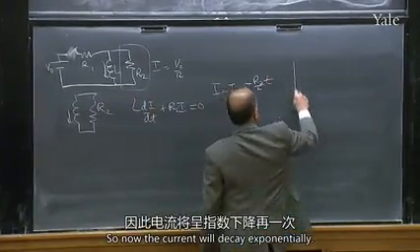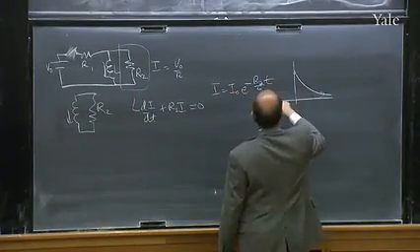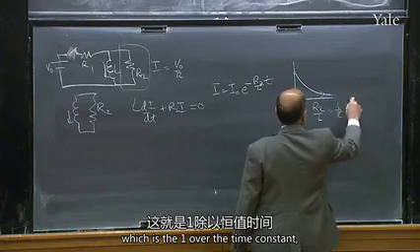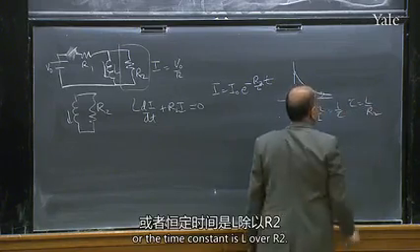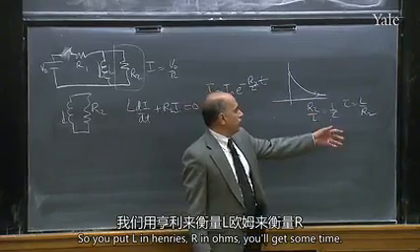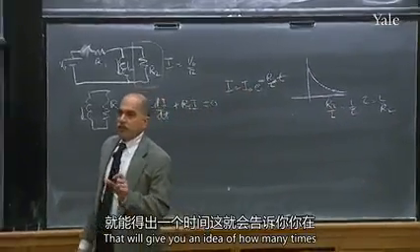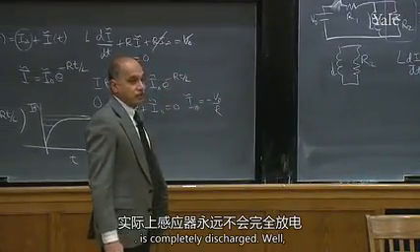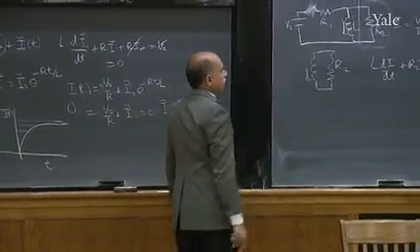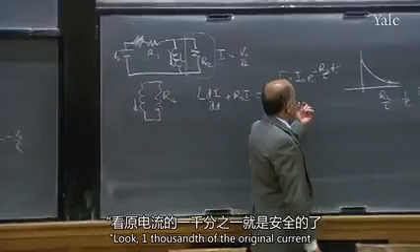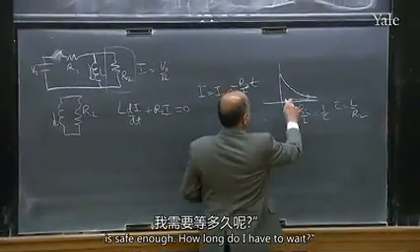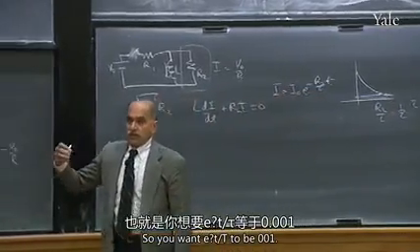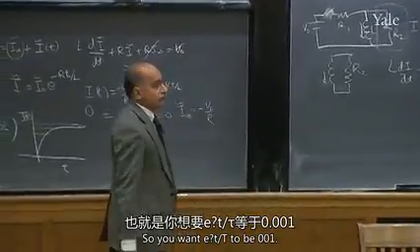So now the current will decay exponentially, again with the time constant. R2 over L is 1 over the time constant, or the time constant is L over R2. So you put L in henries and R in ohms, you'll get some time. That'll give you an idea of how many times that time you have to wait before the inductor is completely discharged. Well, it's never going to be fully discharged. It's going to take forever. But if you say, look, 1/1000th of the original current is safe enough, how long do I have to wait? You put 0.001 here and see what time you get. So you want e to the minus t over tau to be 0.001.